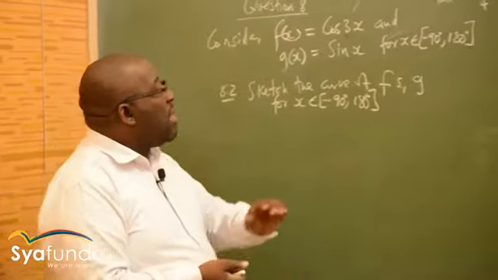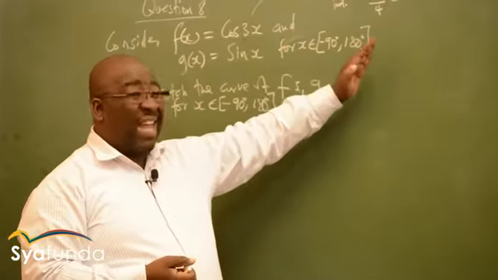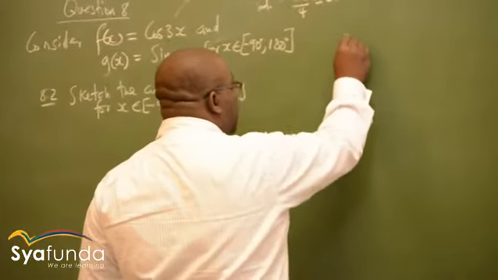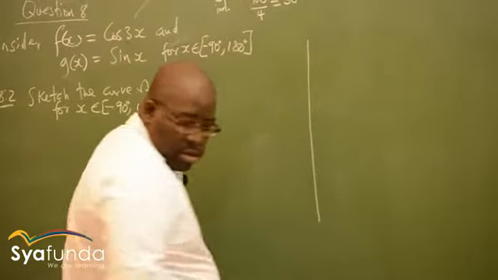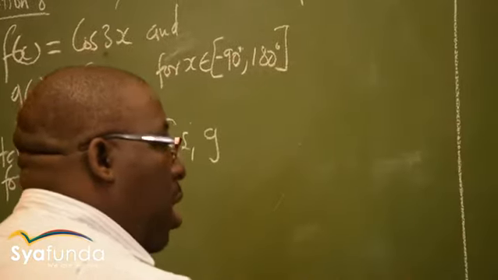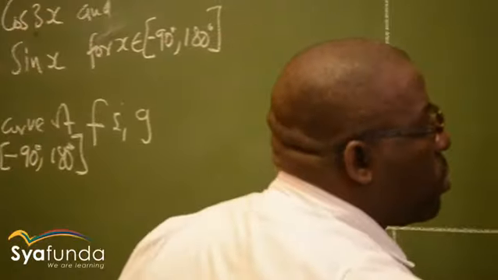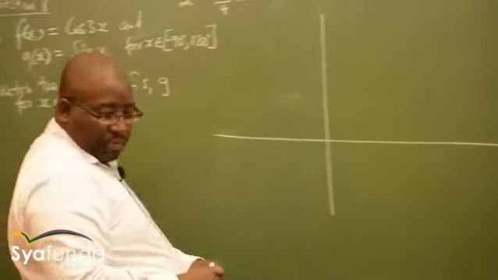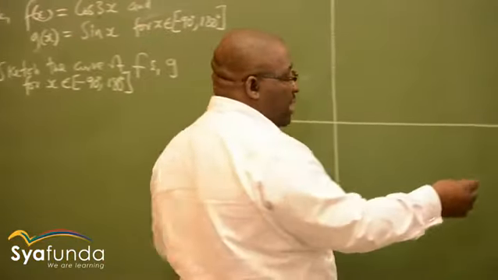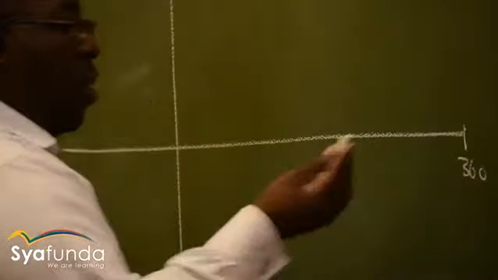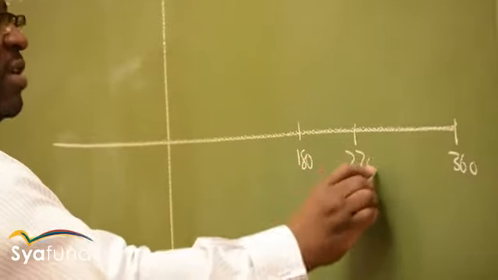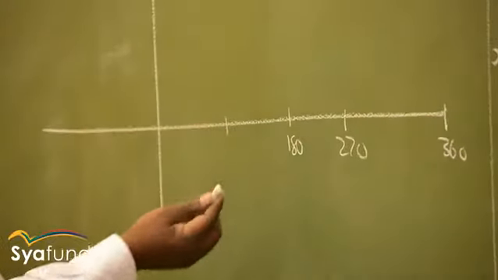Remember that I've got to show this graph from minus 90 up to 180. Even though I know how to sketch this graph, let's just do it here. Let me give it some space this side. Remember that I don't have to show everything. For argument's sake, let's say this graph goes up to 360. If this is 360, where would 180 be? It will be here, 180. What will this one be? It will be 270. This one will be 90.